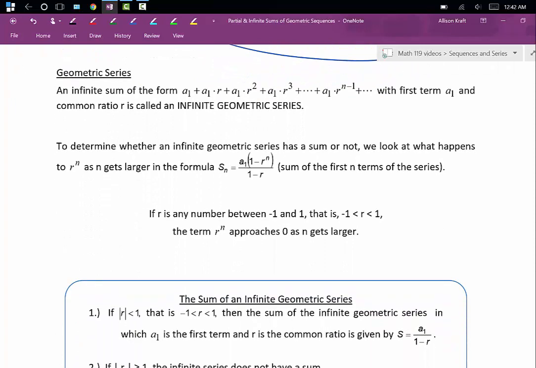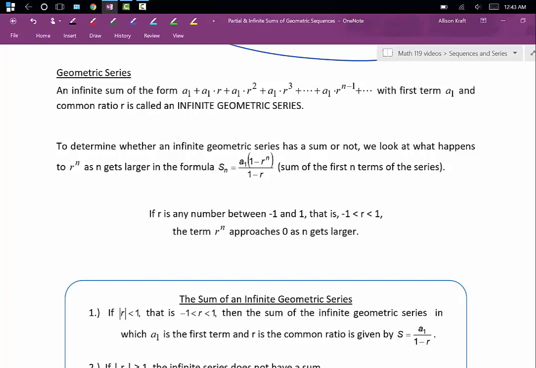So far, we've talked about partial sums of geometric sequences. Well, now I want to move into geometric series and the possibility of finding the sum of an infinite geometric series. An infinite sum of the form a sub 1 plus a sub 1 times r plus a sub 1 times r squared, and so on, with first term a sub 1 and common ratio r, is called an infinite geometric series. We know it's geometric because we're multiplying by powers of r over and over again, and it's infinite because, well, we're not stopping.